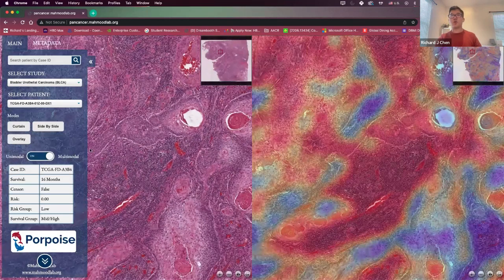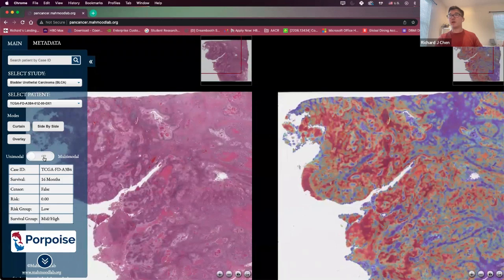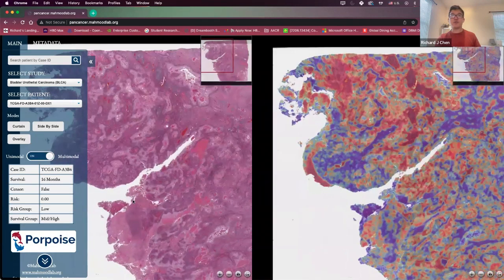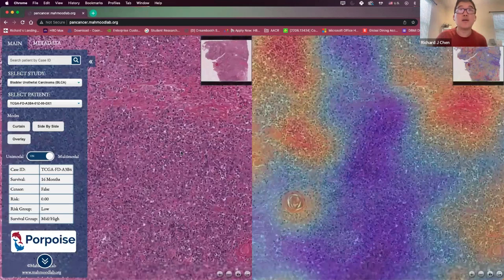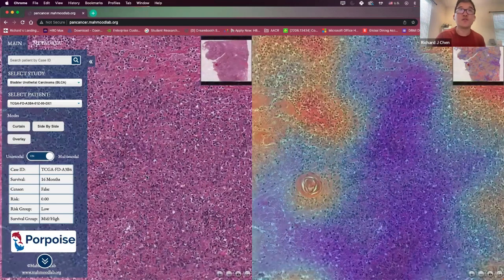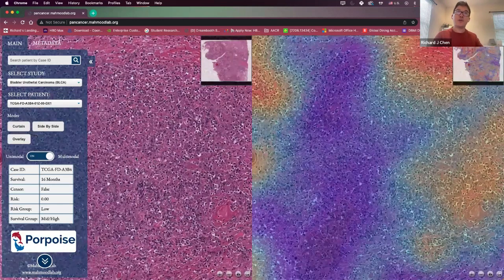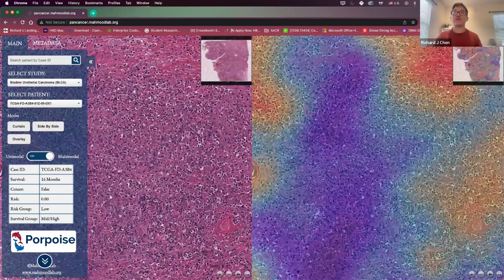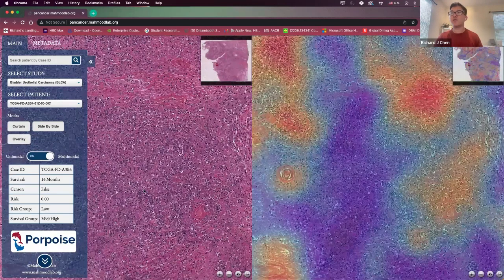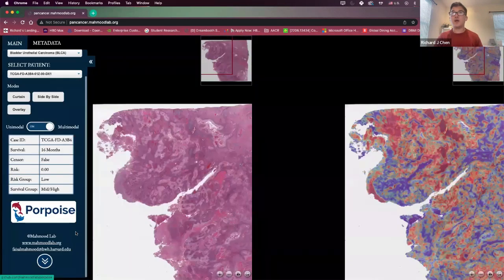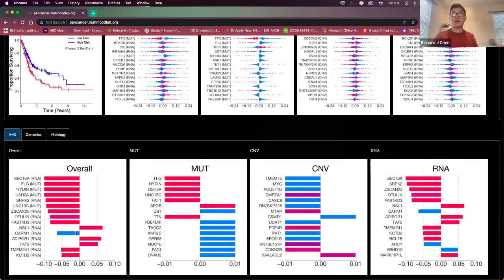And then you can see how interpretability shifts when going from unimodal to multimodal. Here, in a coarse view, you can see how attention shifts from, say, this region over here, which, I'm not a pathologist, but it almost looks like, yeah. But we can see how interpretability shifts going from unimodal to multimodal. We can also see the molecular features used locally for driving risk in this patient.